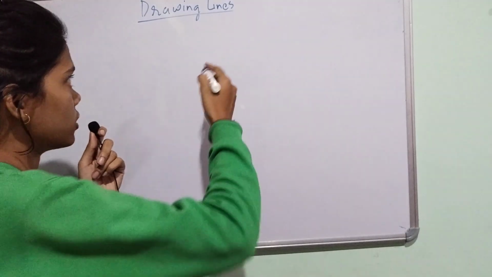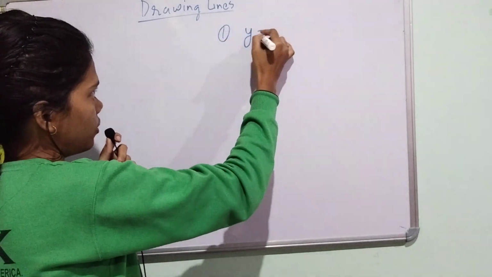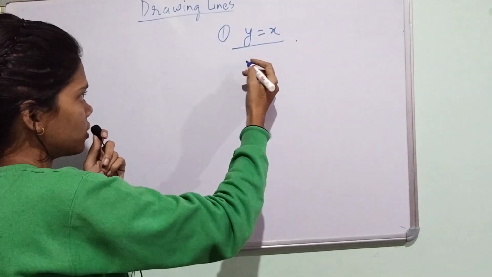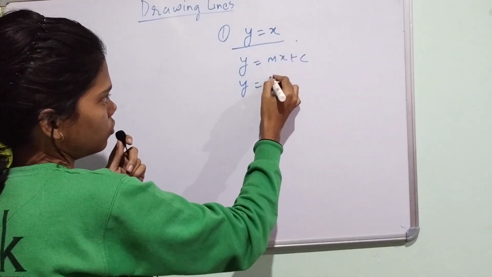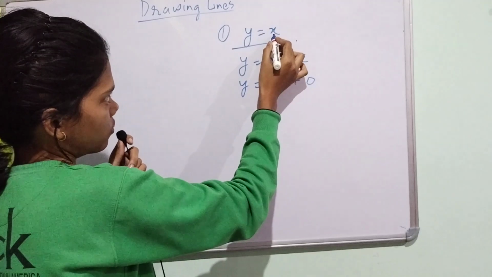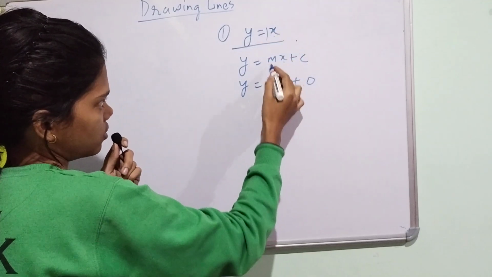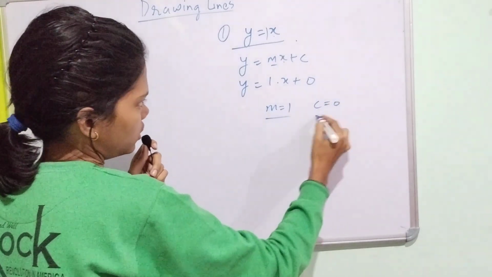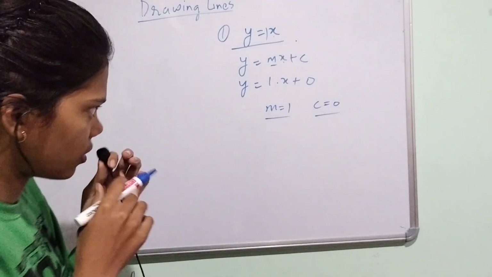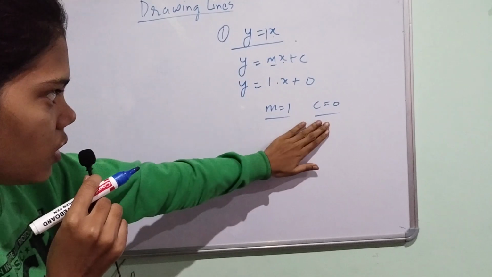Let's take one first example, the most basic example, y equal to x. Firstly, we need to compare it with y equal to mx plus c. So y equal to 1 times x plus 0. The coefficient of x is 1 here, and the coefficient of x is m there. So m we are getting as 1 and c we are getting as 0. These two things only we have to find out. Okay, we have found these two things, the slope and the y-intercept.